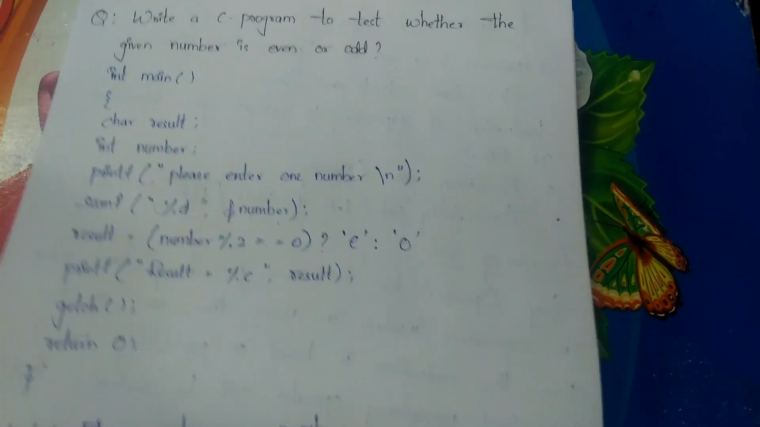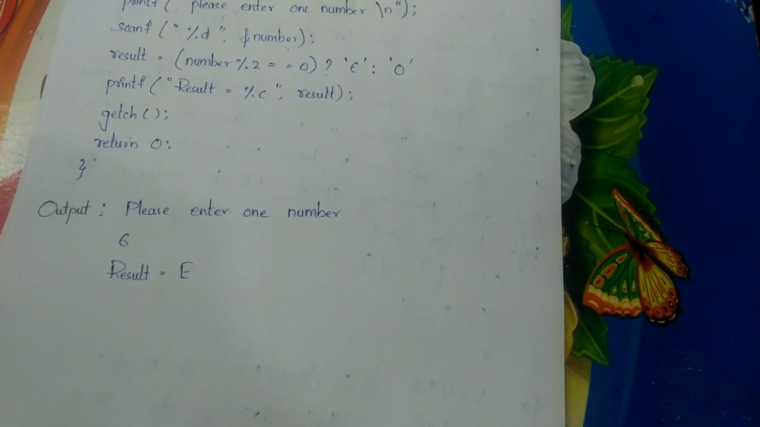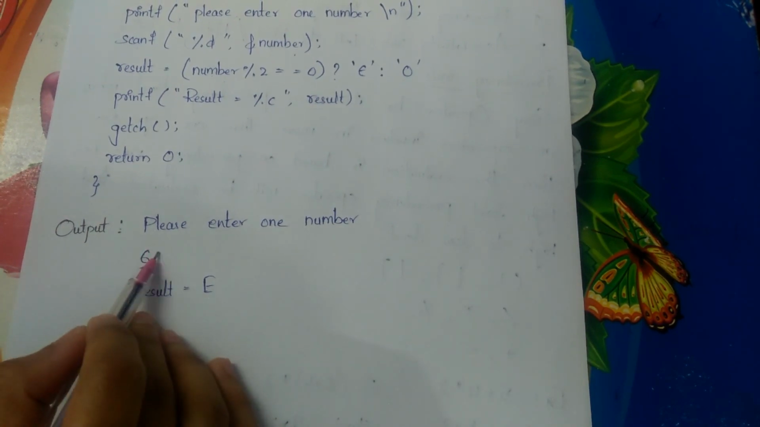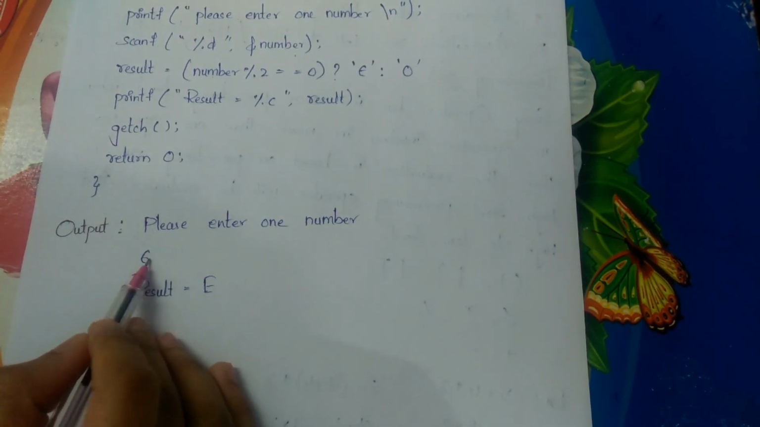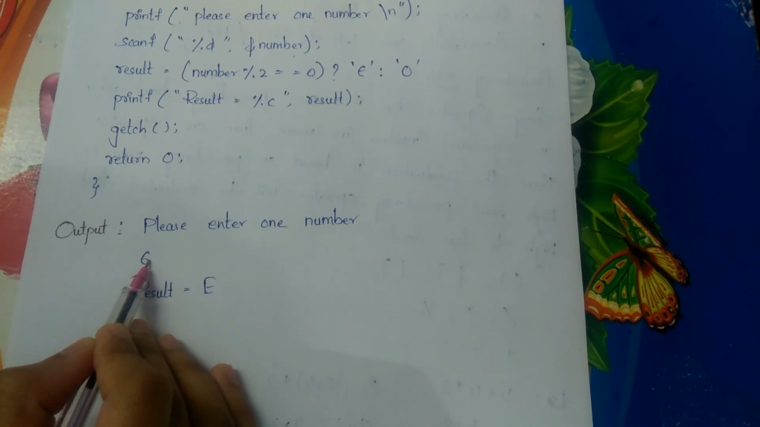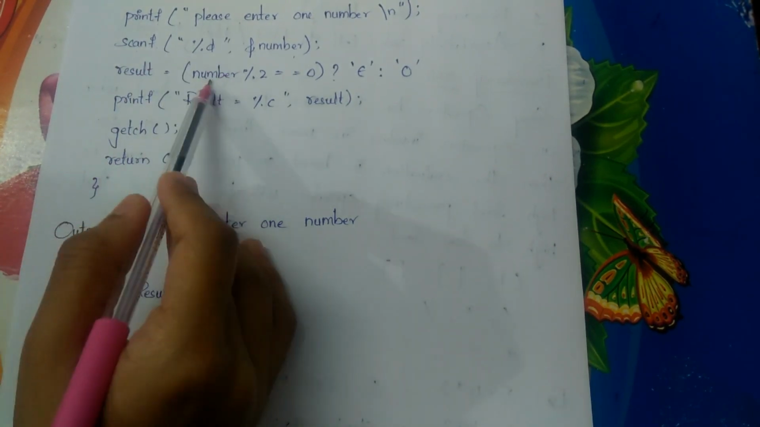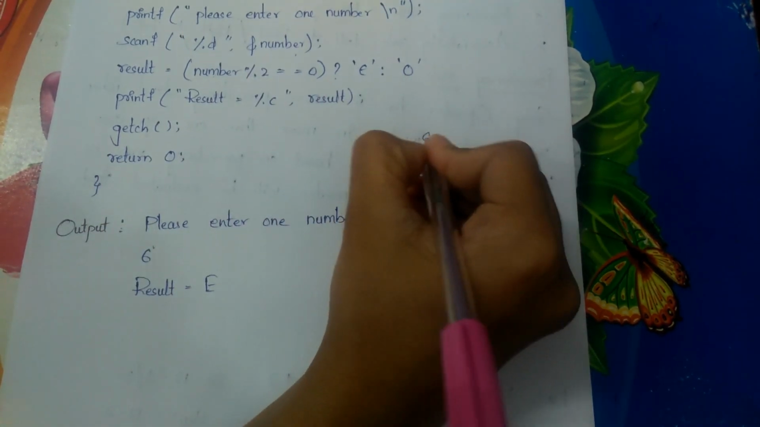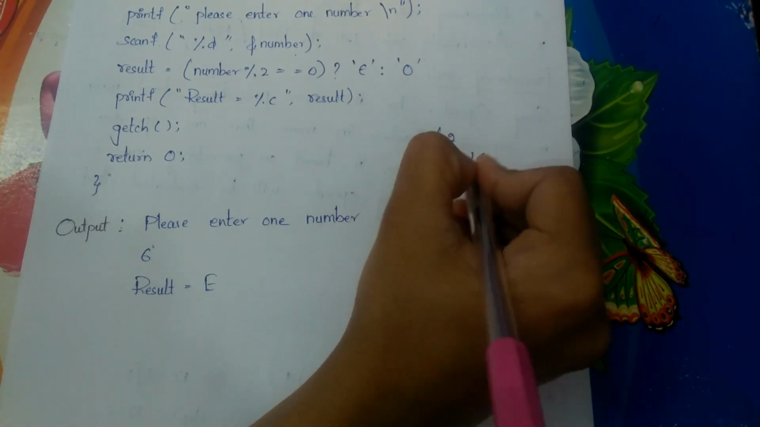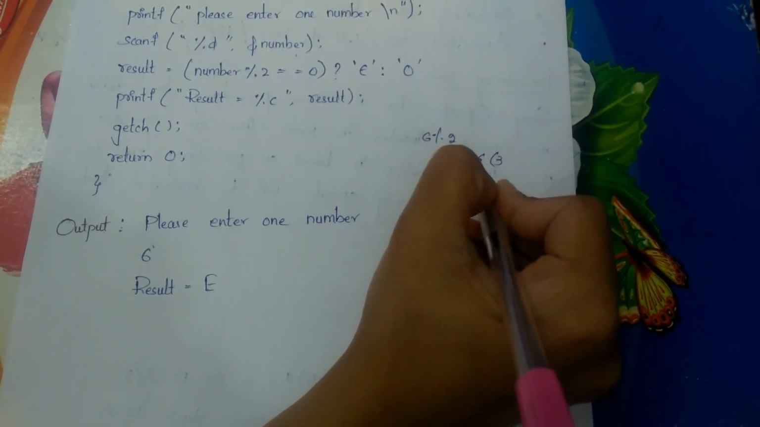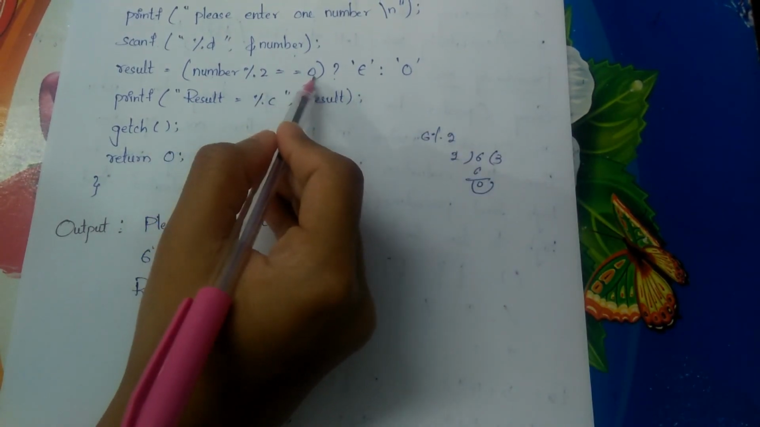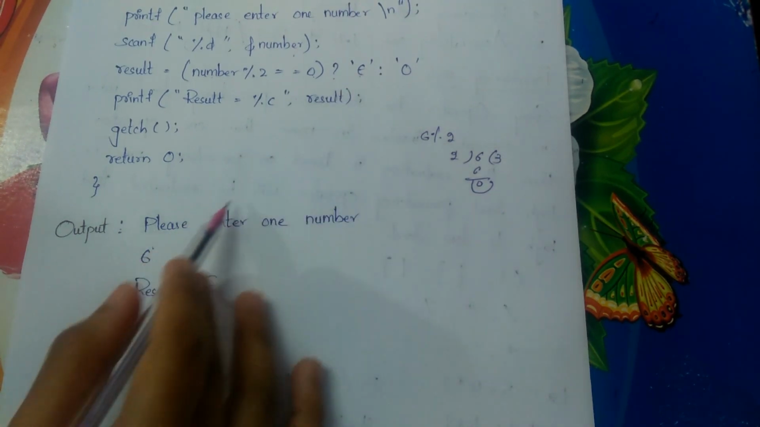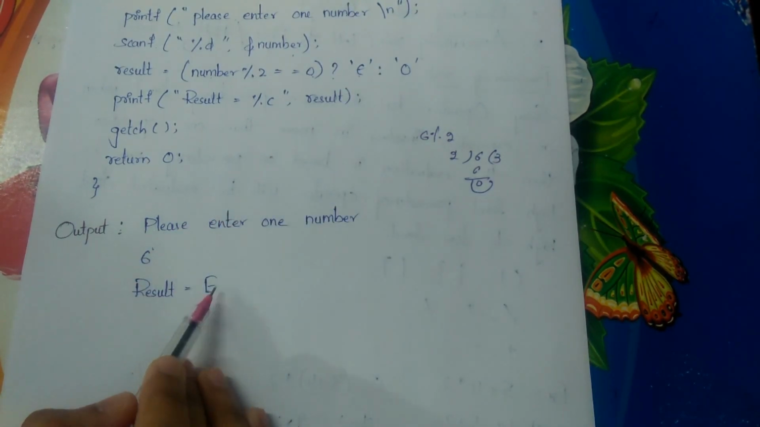So in the output, first I am entering the value 6. Please enter one number. I am entering the value 6. After writing the 6, this value will be read by the compiler. Then in result, the number 6 will be stored. So 6 % 2. When we divide 6 by 2, 2 threes are 6 and the remainder value is 0. So this value is equal to 0, the statement is true. At that time this value will be executed. So result E equals to E.